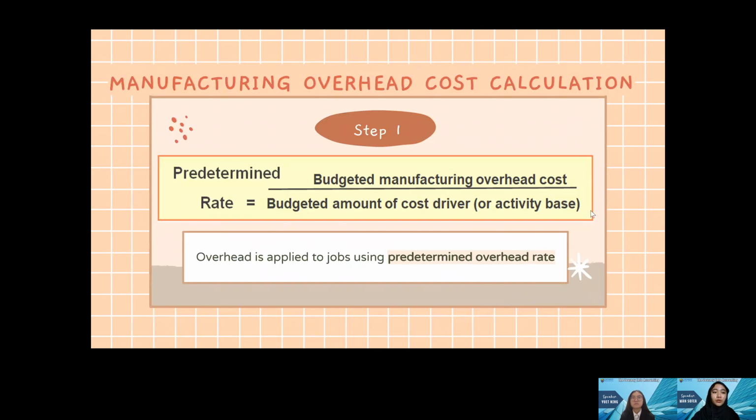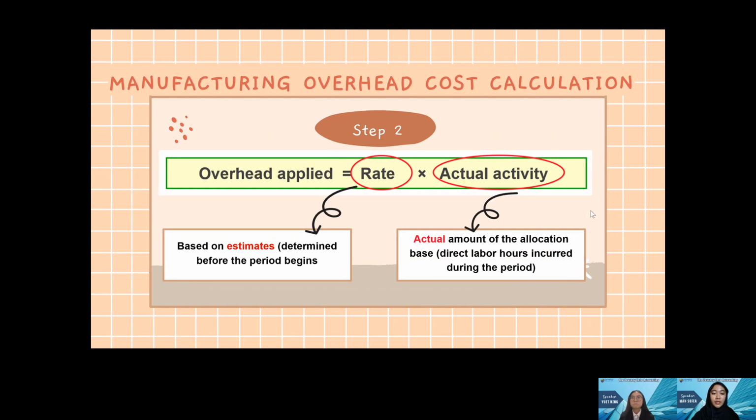Now we will look through how we can calculate the manufacturing overhead cost. So the first step is we need to know what the predetermined rate is. So how to calculate the predetermined rate? We need to divide the budgeted manufacturing overhead cost by the budgeted amount of cost driver or activity base. Overhead is applied to a job using the predetermined overhead rate. And the second step is, after we already get the rate, we need to calculate the overhead applied. How do we calculate the overhead applied? We multiply the rate and the actual activity. Rate is based on estimation, and actual activity is the actual amount of allocation base.